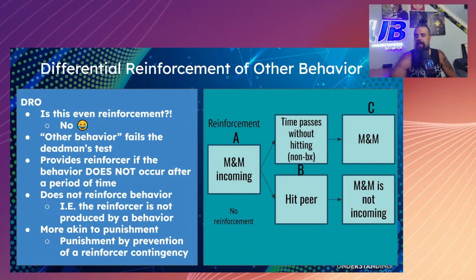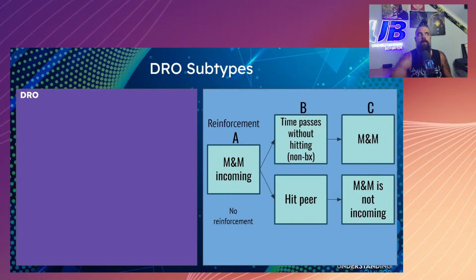Yeah, we have a question. Can this be used in a reinforcing frame? No, it's not reinforcement. Straight up not reinforcement. So if we were to reinforce safe behaviors instead of our target behaviors, then we're doing a DRA. We're not doing a DRO. Yeah, I think we get into the timing stuff in just a sec too. So there's two different subtypes of DRO.